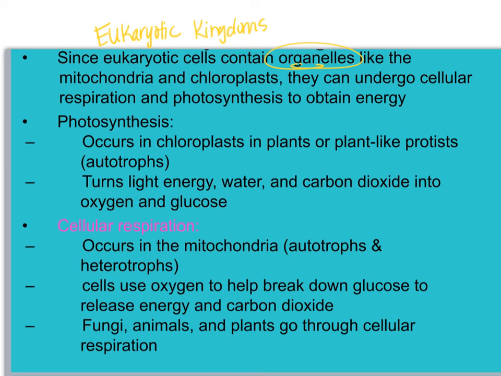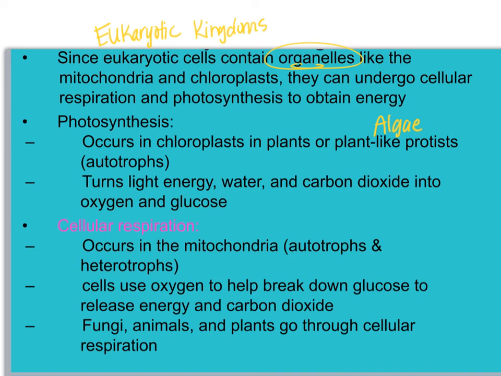Now, of course, I said we, but plants use chloroplasts. We don't have those. So anyway, photosynthesis is going to occur in the chloroplast in plants, but there are also plant-like protists. Plant-like protists are plant-like because they go through photosynthesis. So algae is an example of a plant-like protist, and algae may be green. There are some other colors of algae too, but that's just an example. Algae is not actually a plant, it's a protist. So anyway, photosynthesis turns light energy, water, and carbon dioxide into oxygen and glucose.